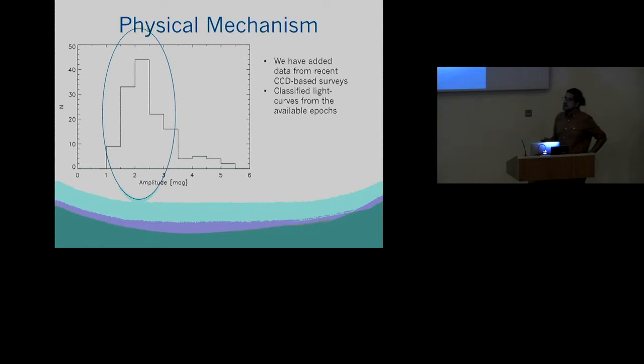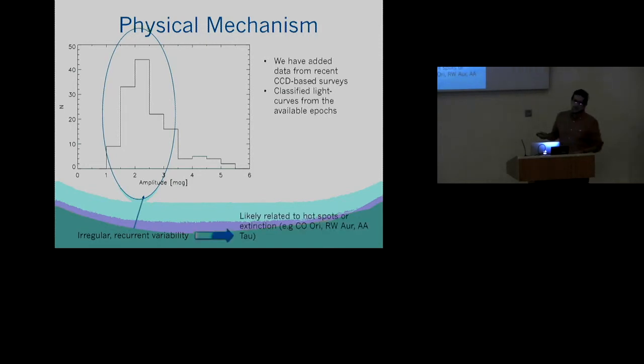Now, what's the physical mechanism that drives this high amplitude variability? For the objects in this region, for all of the objects, we tried to add data from the more recent CCD-based surveys and try to classify the light curves of these objects based on these available epochs. Most objects in this region show what could be called irregular or recurrent variability because they sort of go up and down with this high amplitude.